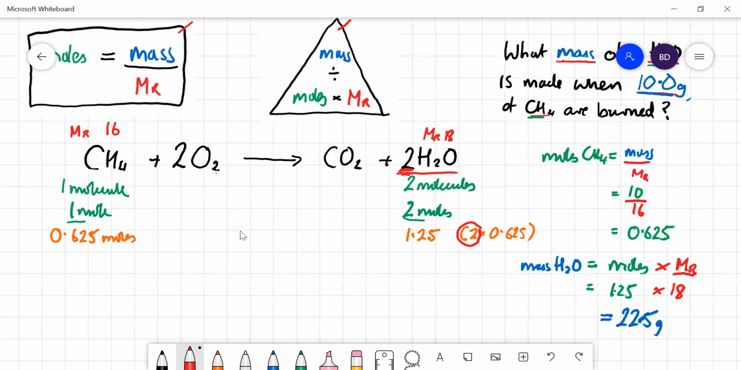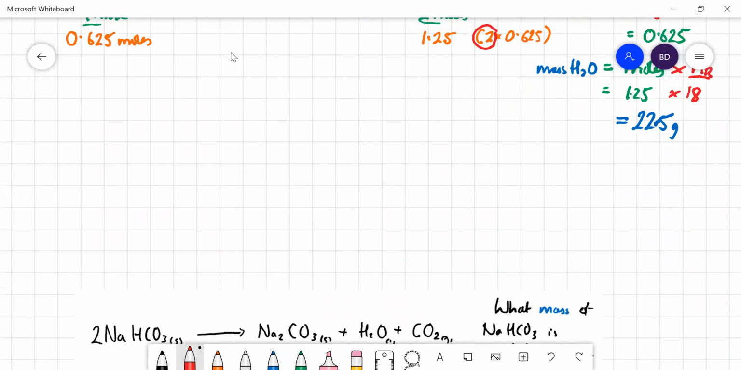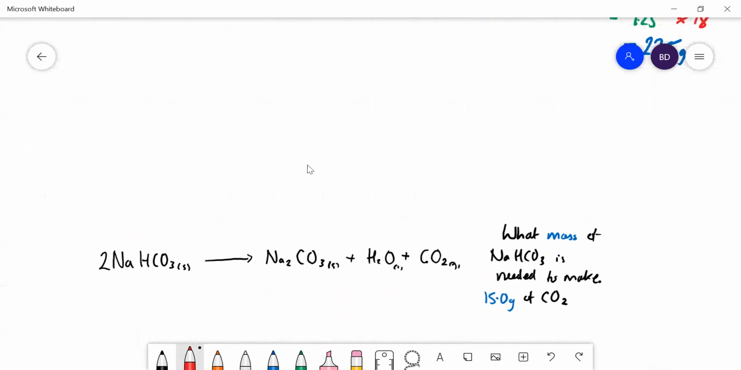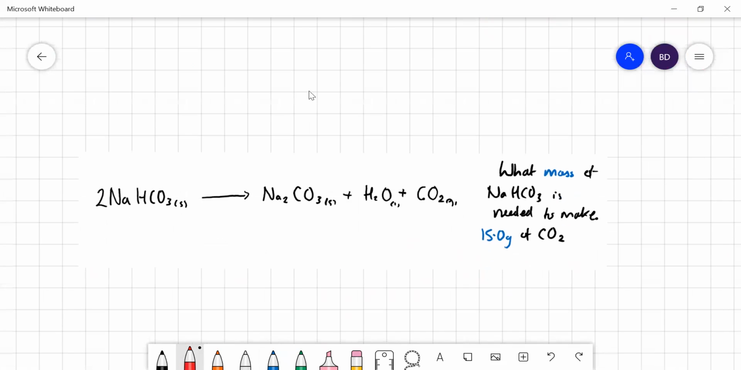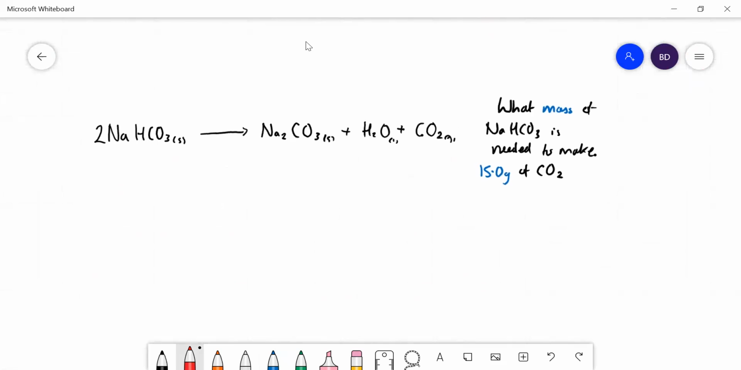Okay, now let's have a look at another example, a pretty similar question. This one, instead of saying what mass do you get, says what mass is needed, but it's exactly the same procedure.